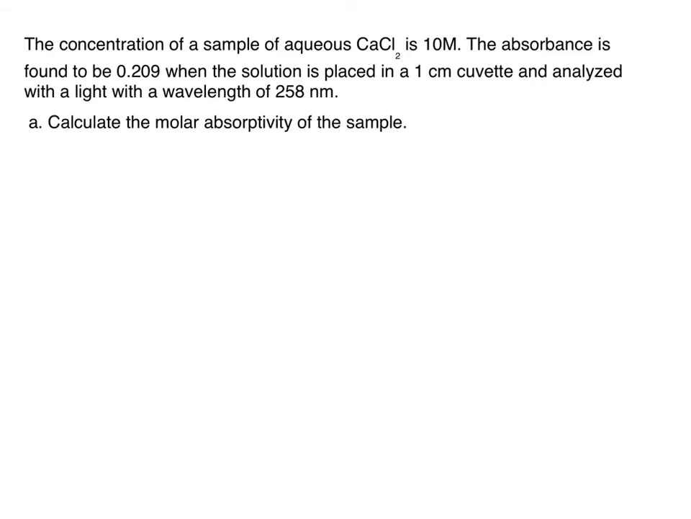The concentration of a sample of aqueous calcium chloride is 10 molar. The absorbance is found for the sample to be 0.209 when this solution is placed in a 1 centimeter cuvette and analyzed with a light having a wavelength of 258 nanometers. They want us to calculate the molar absorptivity of this sample, so we're going to be using Beer's law. Absorbance is equal to the molar absorptivity times the path length times our concentration. We've been given our absorbance value, our path length, and our concentration, so we're going to solve for epsilon, our molar absorptivity. If we manipulate this equation, absorbance divided by path length times concentration gives us our molar absorptivity value.